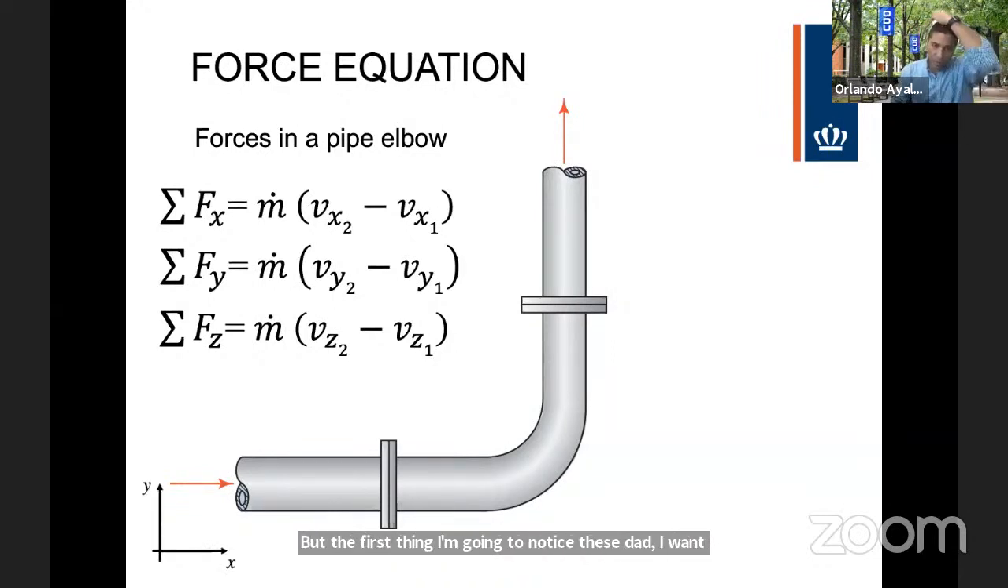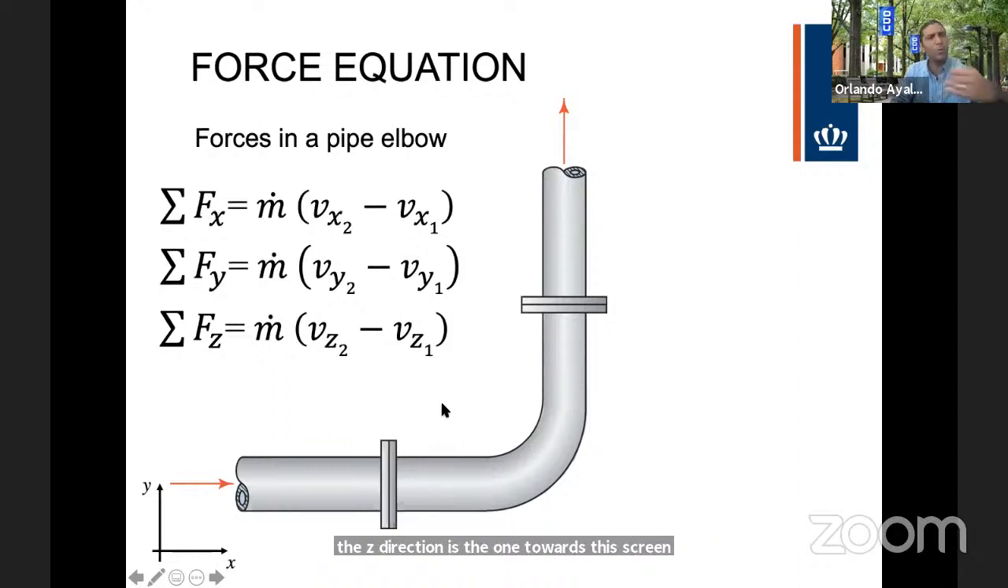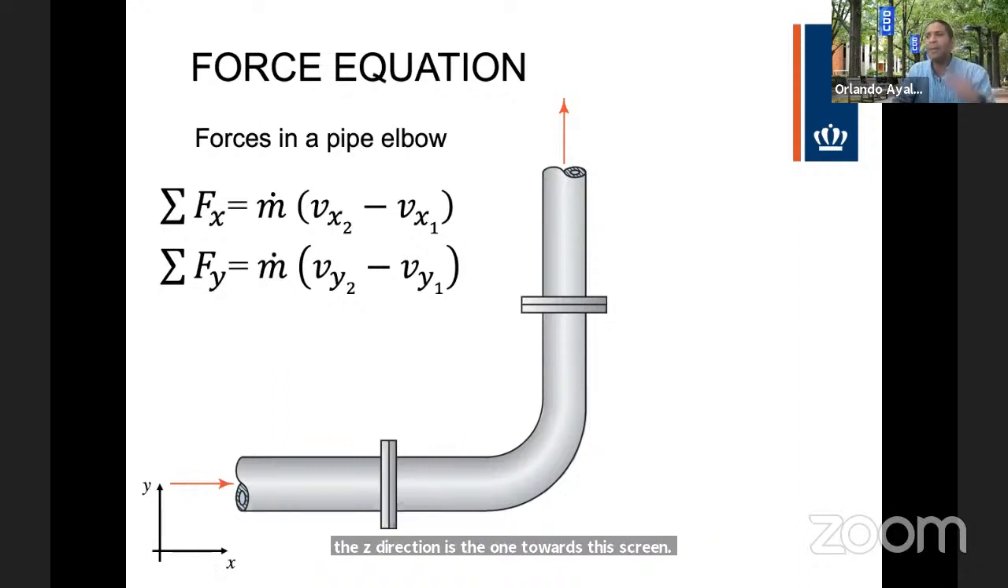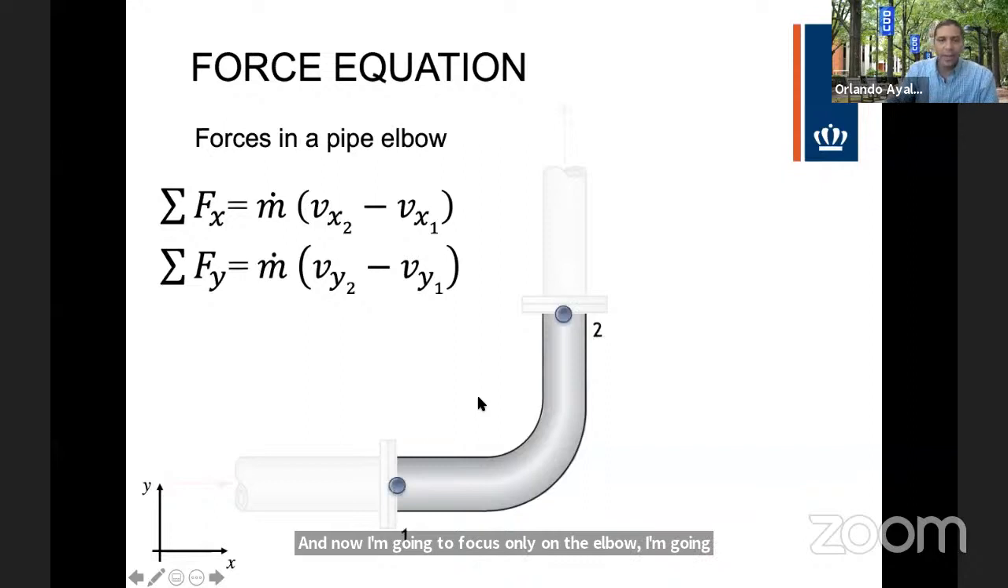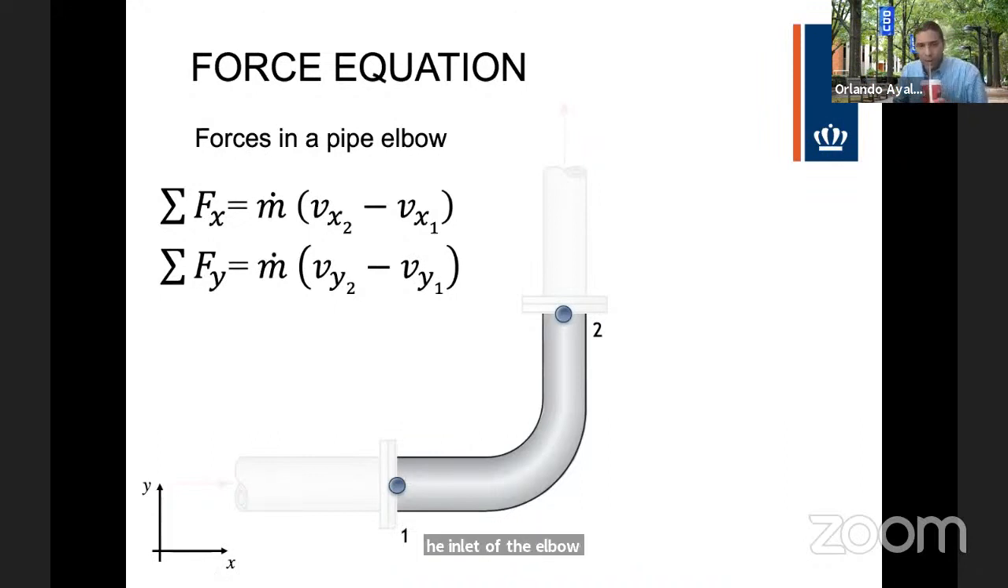The first thing I'm going to notice is that I'm going to use my Cartesian coordinates, like the ones that I told you: my front, my left, my top. In this case, I'm going to call X the horizontal direction and Y my vertical direction. The Z direction is the one towards the screen. In the Z direction there are no major changes, so I can eliminate that equation. Now I'm going to focus only on the elbow, and I'm going to say that I have my point 1 and my point 2, point 1 being the inlet of the elbow and point 2 being the outlet of my elbow.